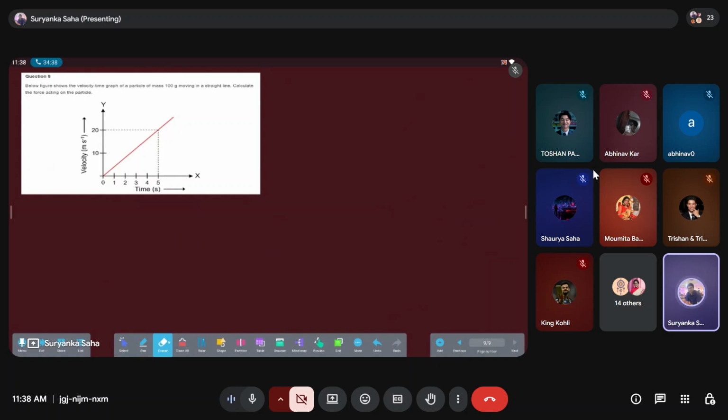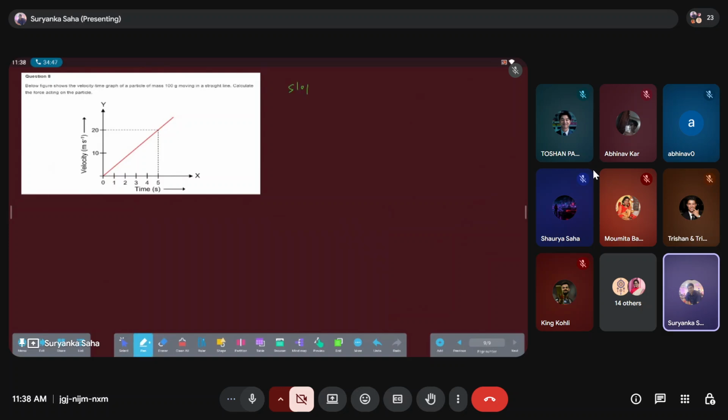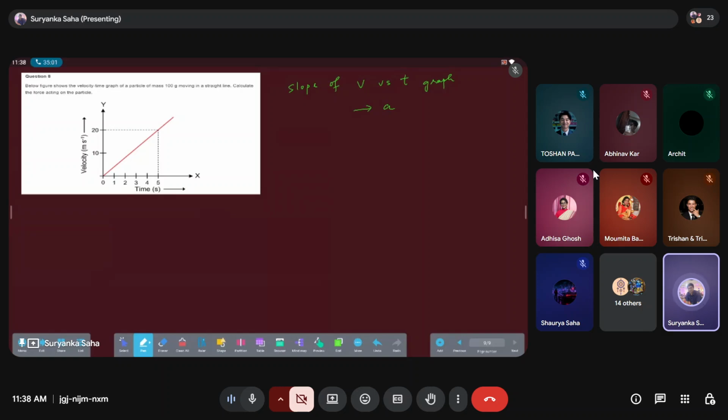Now what you know from the previous chapter's concept, what is the slope of a velocity versus time graph? Acceleration. Yes, very good. The slope of the velocity versus time graph is acceleration. To calculate the force, you need ma, mass into acceleration. Mass is given as 100 gram. You have to convert it to kg. Be very careful. 0.1 kg, yes, 100 by 1000.